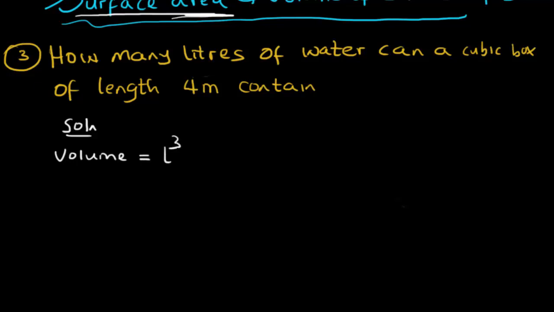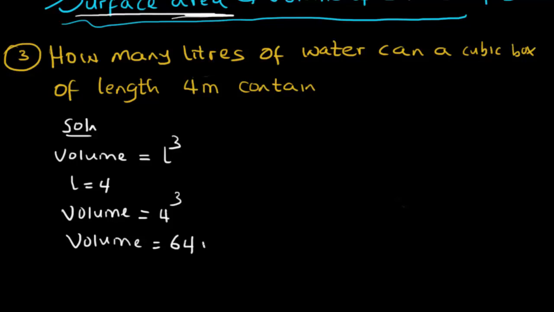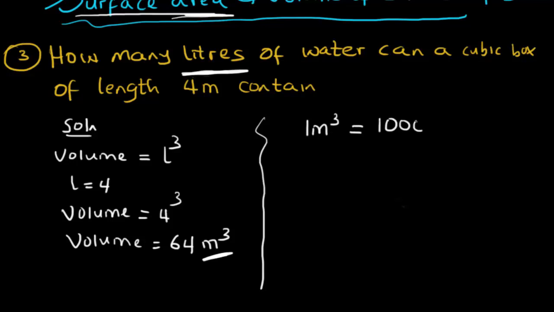Volume of a cube equals L cube. Now our length is 4. So which means volume equals 4 cube, which is 4 times 4 times 4. 4 times 4 is 16. 16 times 4 is 64. So we have 64 meter cube. But we are asked how many liters. So we need to convert meter cube to liters. Now, how do we convert meter cube to liters? 1 meter cube is equivalent to 1,000 liters.